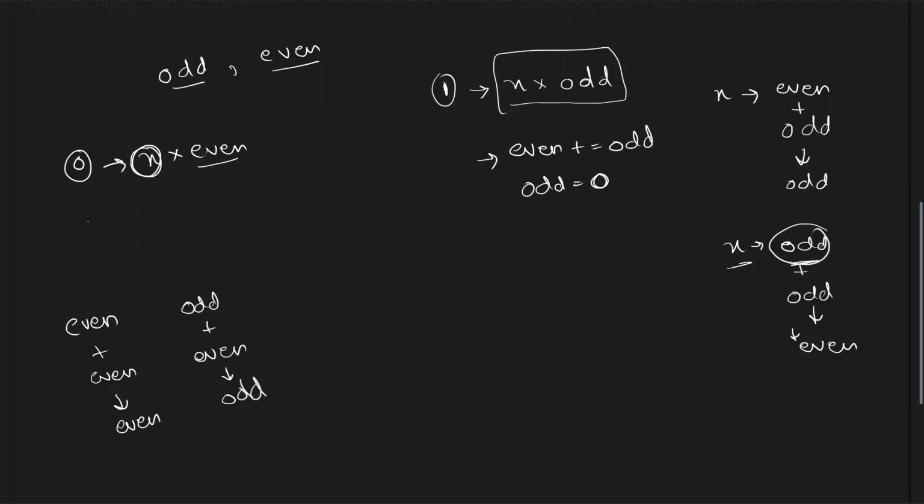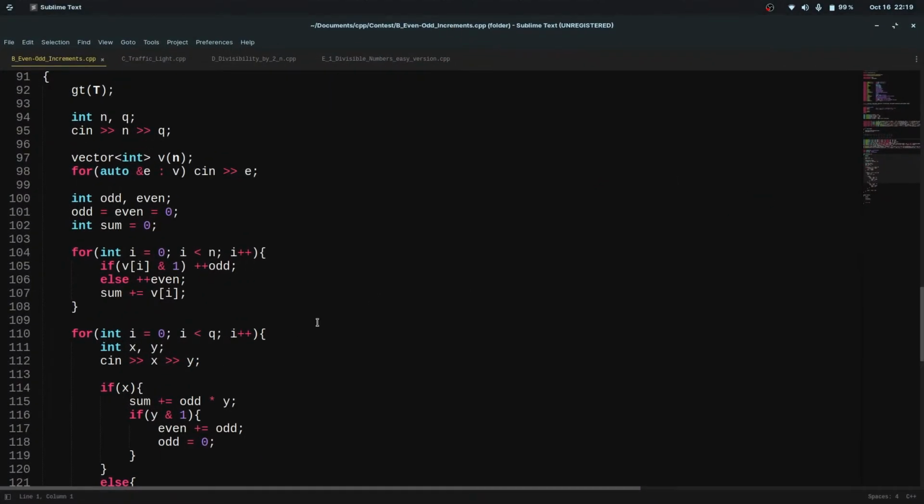So what I have to do is, if the given input x is odd, then I'll have to change the count of odd by even, right? And the number of even numbers would become 0. So this is the only thing I have to do, and at each stage I have to print my current sum. So let us have a look at the code quickly.